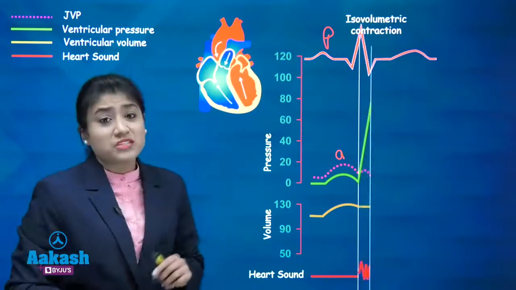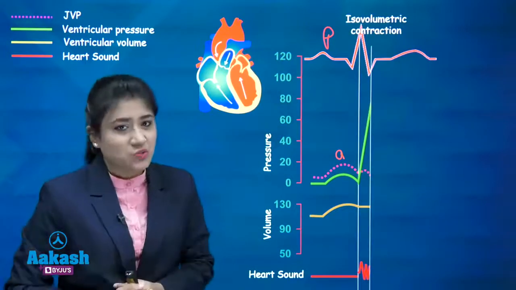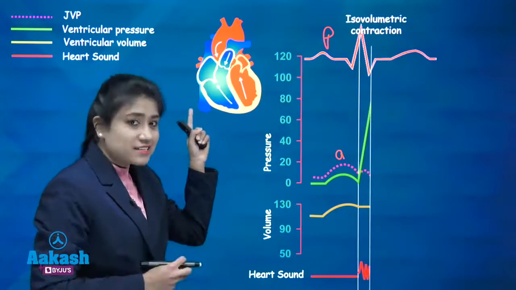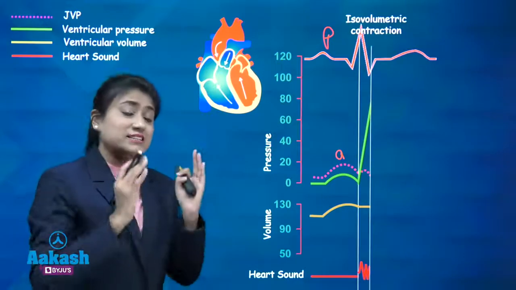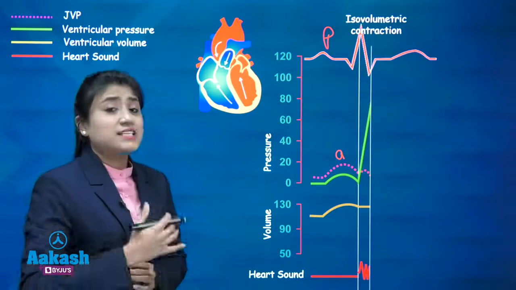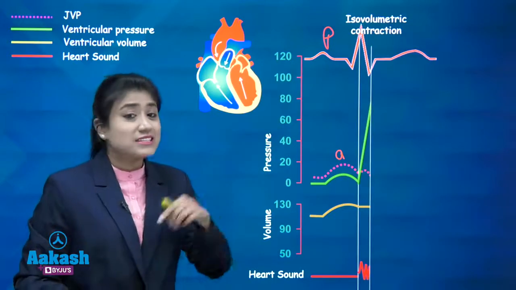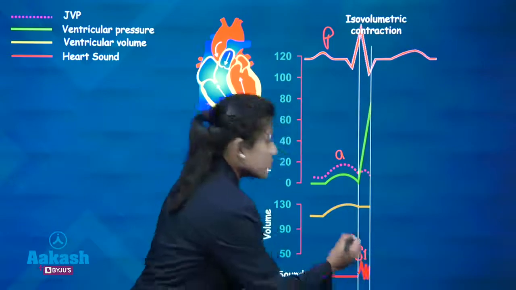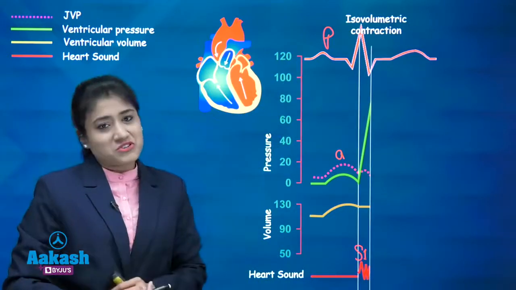Now, after the atrial contraction, after the P wave on ECG, there is the QRS complex, and after the QRS complex, you get isovolumetric contraction. What is happening in isovolumetric contraction? After the atrial contraction, the AV valve gets closed, and this closure of the AV valve is the beginning of your isovolumetric contraction. Again, this closure of the AV valve produces the first heart sound. Write it down, first heart sound. It is seen in the beginning of isovolumetric contraction.